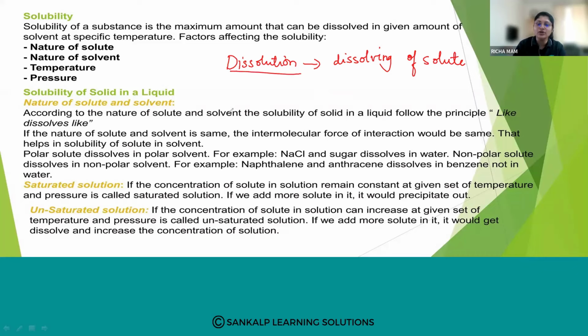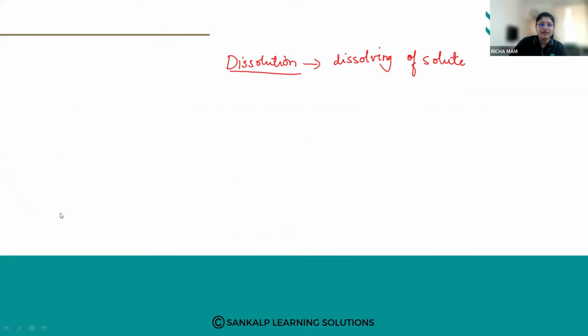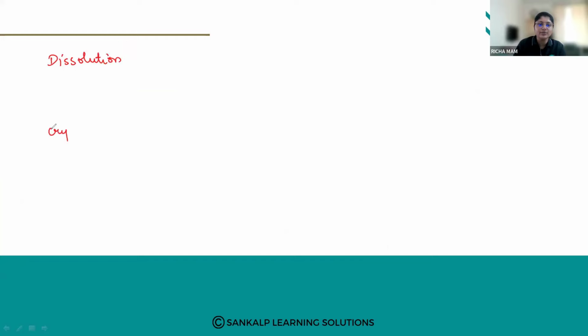Then we had seen one more term. I'll take a fresh page here and we'll discuss it. So dissolution, and then we had discussed something called crystallization. We'll discuss one by one. What do you mean by dissolution? Dissolution means dissolving of solute in the solvent. How the solute gets easily dissolved in the solvent.